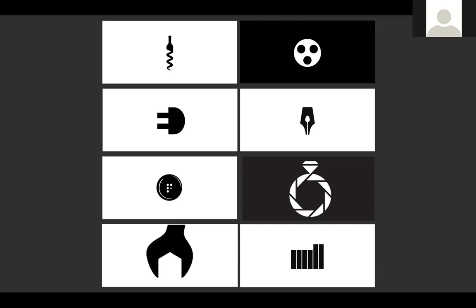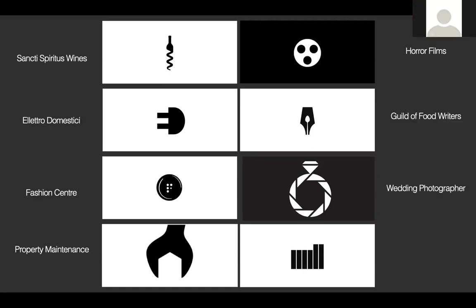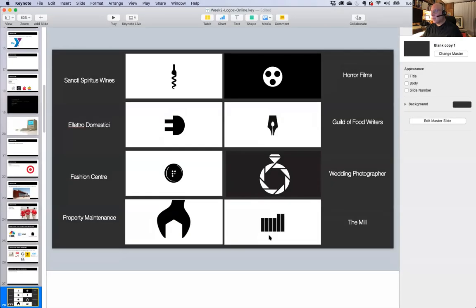How about the bottom one, the wrench? What do you think they do? House repair. Yeah, you see the house in the negative space. And then this bottom one is called the mill. It's actually a sound studio that's in an old mill, but these look like sound bars. And this is the fashion center. It's got an F. The Guild of Food Writers. They write about food.